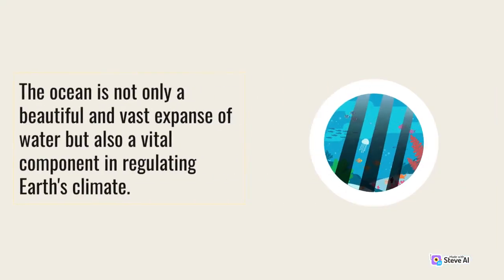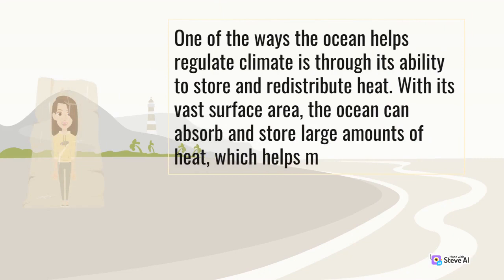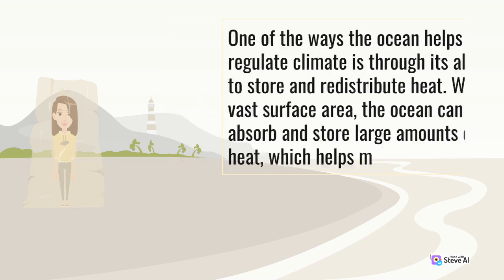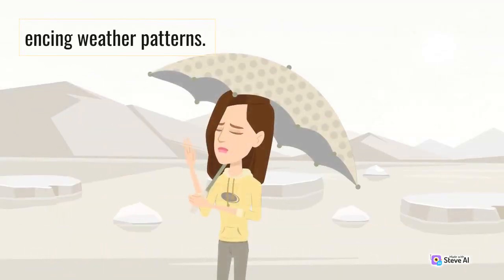The ocean is not only a beautiful and vast expanse of water but also a vital component in regulating Earth's climate. One of the ways the ocean helps regulate climate is through its ability to store and redistribute heat. With its vast surface area, the ocean can absorb and store large amounts of heat, which helps moderate temperature extremes. Ocean currents, such as the Gulf Stream and the Kuroshio Current, transport warm water from the tropics to higher latitudes, releasing heat into the atmosphere and influencing weather patterns.